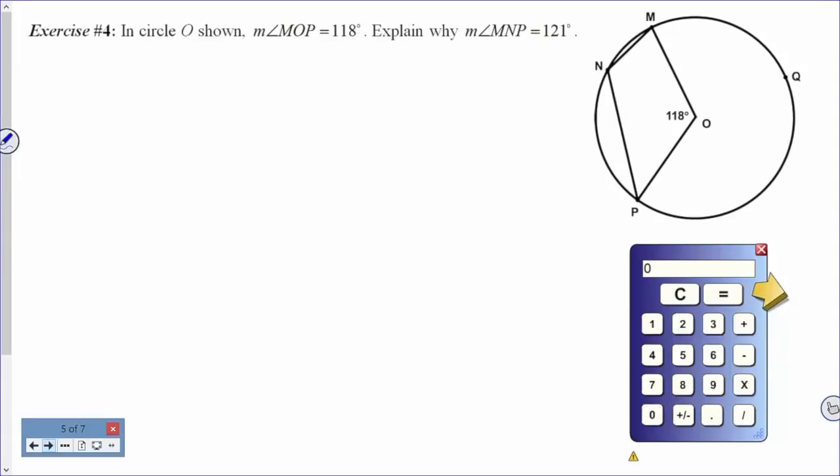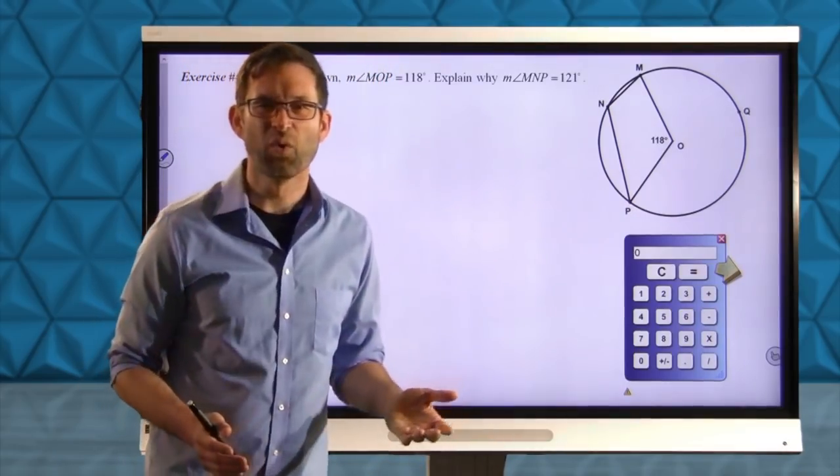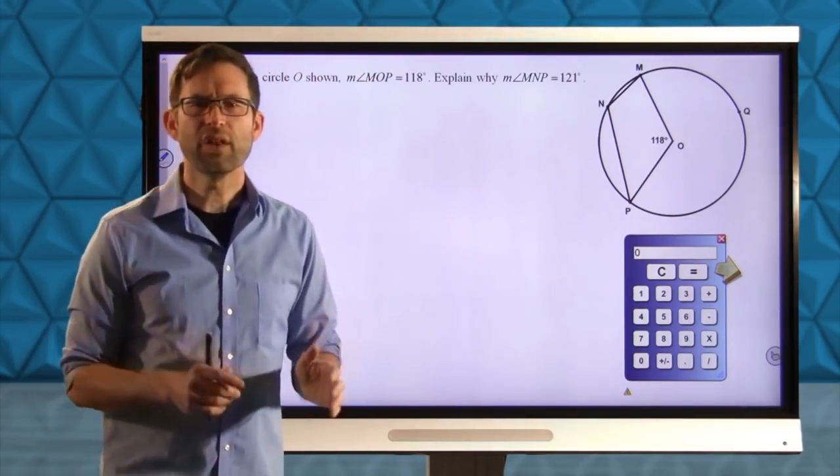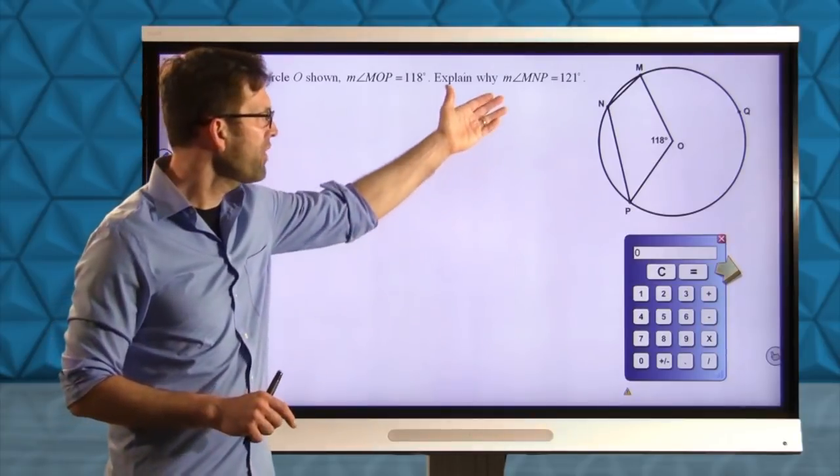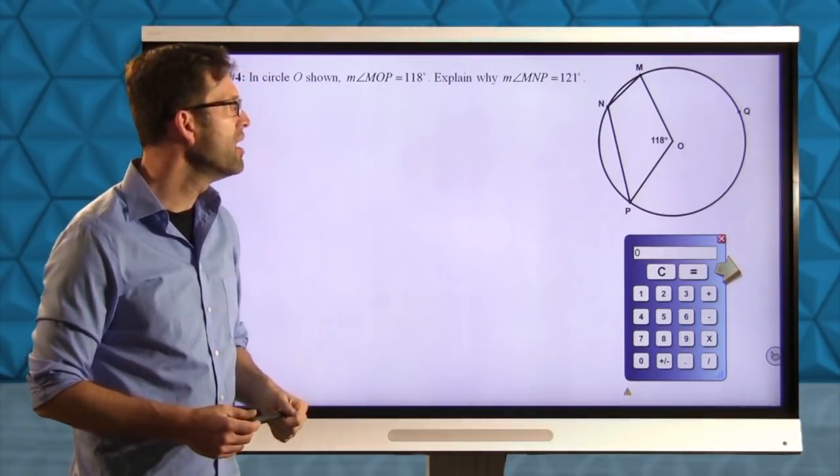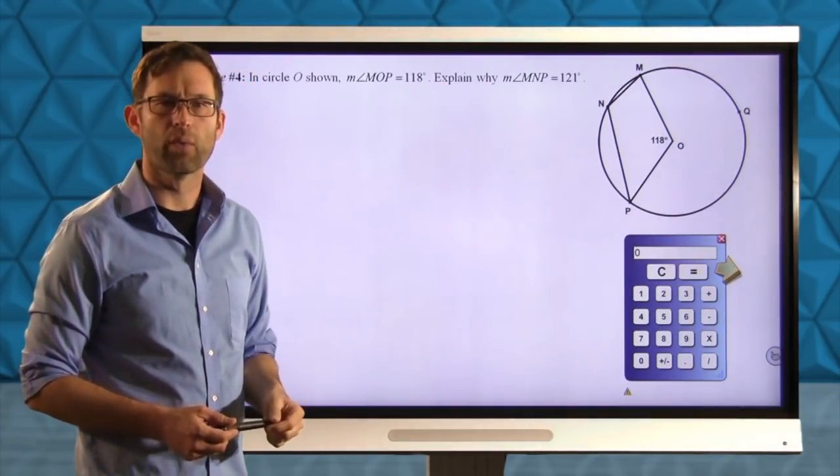Exercise number 4. In circle O shown, the measure of angle MOP is 118 degrees. Explain why the measure of angle MNP equals 121 degrees. All right, this is kind of cool. All right, pause the video now and see if you can figure out why the measure of angle MNP must be 121 degrees.